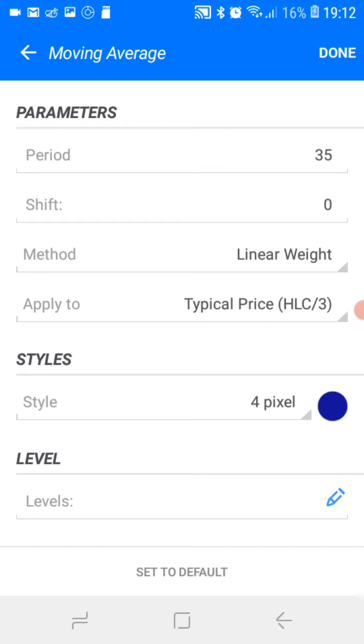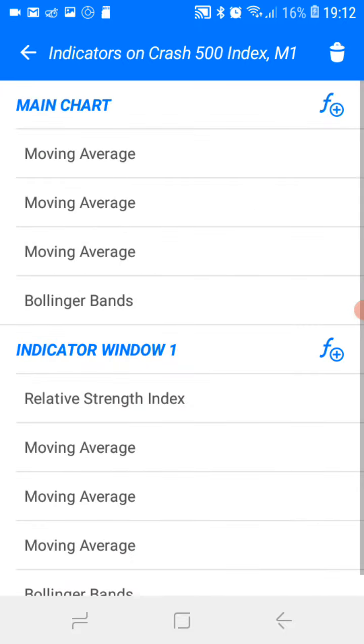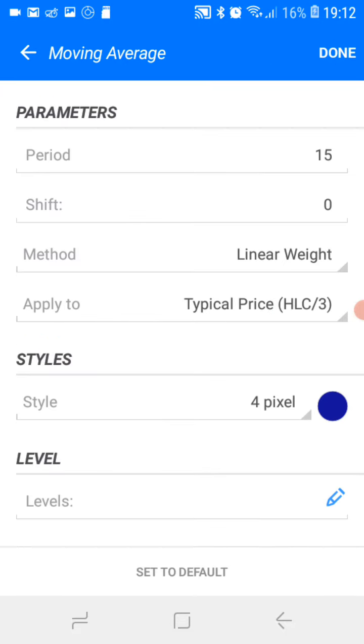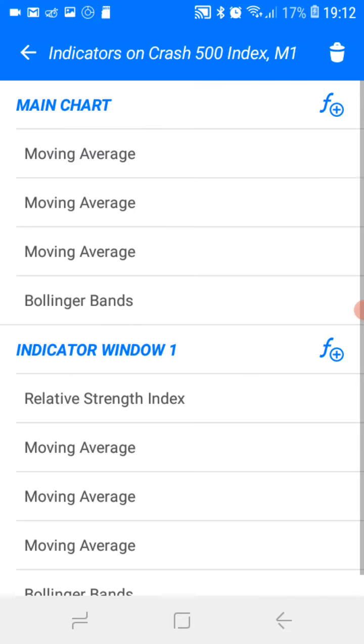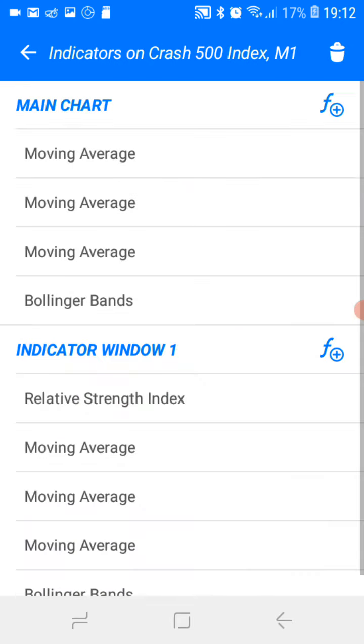We go to the second one. It's 35. I don't know, is it supposed to be there? Okay, just leave it like that. 35. Like I said, you need to screen what you don't want and you stick to what you want. And then that is moving average 15. Linear weight, boom, 4 pixel. Okay, there we are. What else? Okay, Bollinger Bands. Period 1, deviation is 1.000. And just like that.